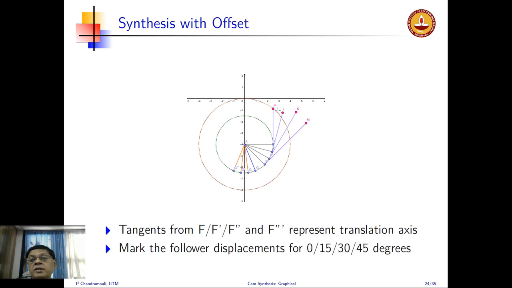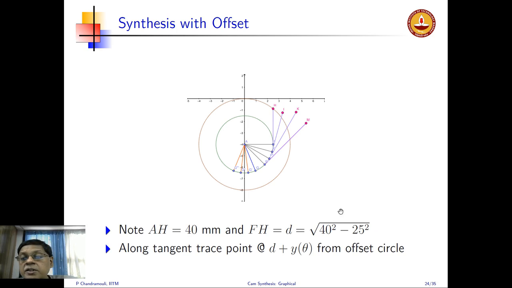Of course, H is the first point. I, how did you get that? Of course, we got that from measuring the distances. Remember, FH is the root of RP square minus E square. That is what FH is. That is the height FH. And then from there we add y of theta to get I, K, M, etc. So this is what I mentioned here, that FH is the root of 40 square minus 25 square in this case. Also, at the tangent point, it is D plus y of theta. So to this D, I add y of theta, which will give me the various points.